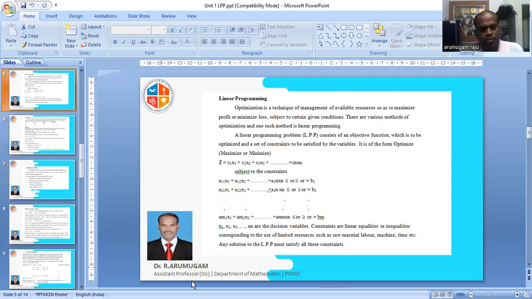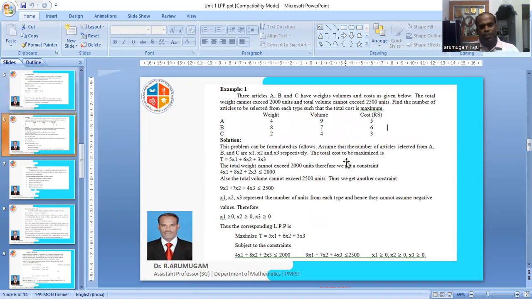The next one is a simple example to formulate the LPP. To formulate the LPP, they will give some problem. For the given problem, we have to formulate or represent the linear programming problem. If you have to solve the linear programming problem, you can solve it using any one of the given methods like graphical, simplex, or big-M method, right?